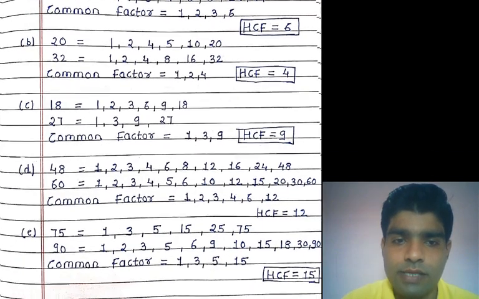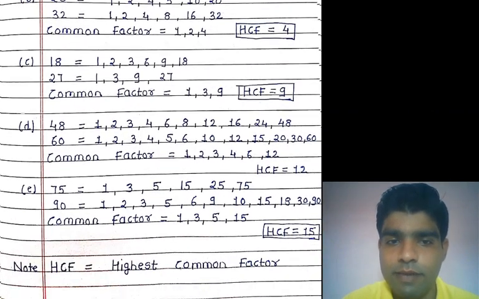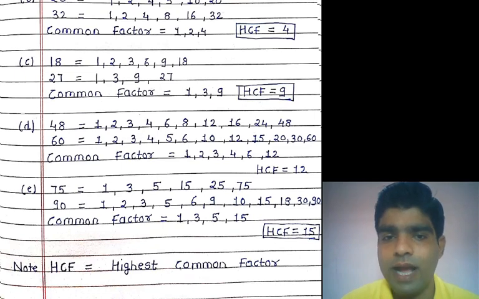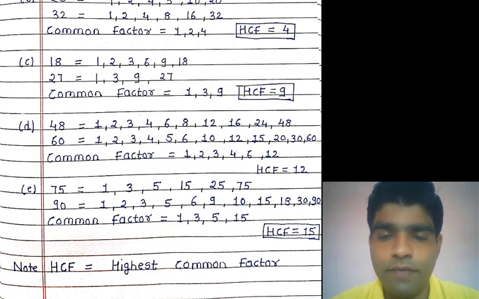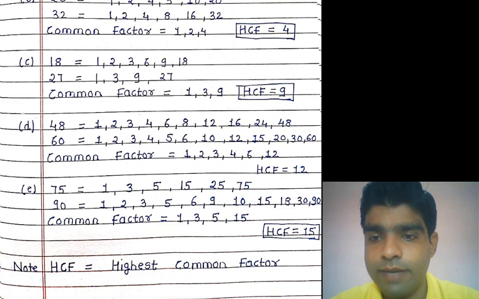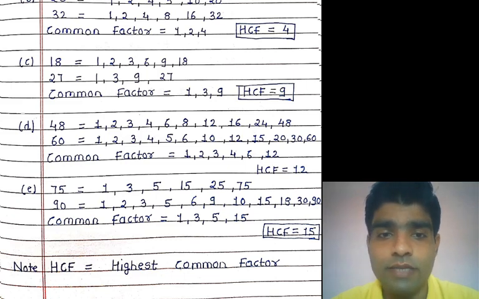And this is our last example. This is example E. Find the highest common factor of 75 and 90. First we have to find the factors of 75, and then we have to find the factors of 90. Factors of 75: 1 definitely divides, 3 also divides, 5 also definitely divides.